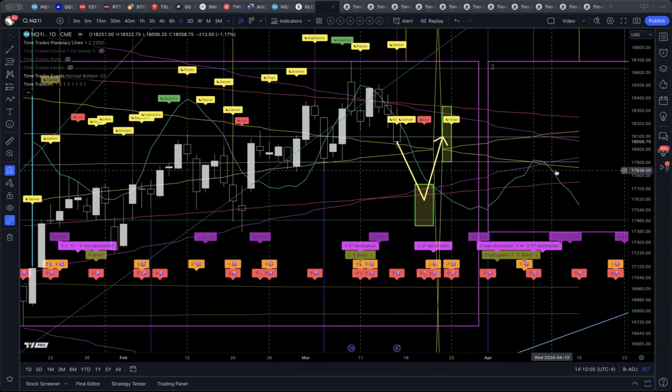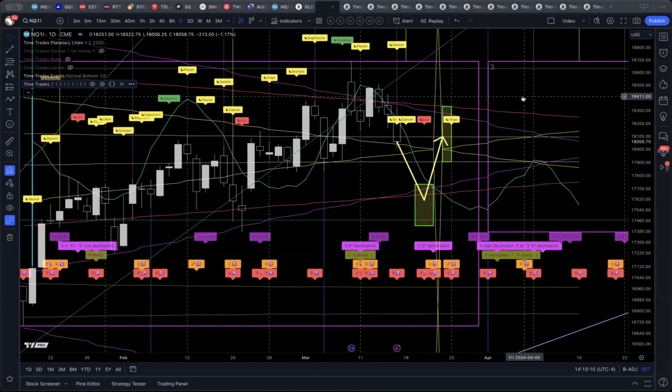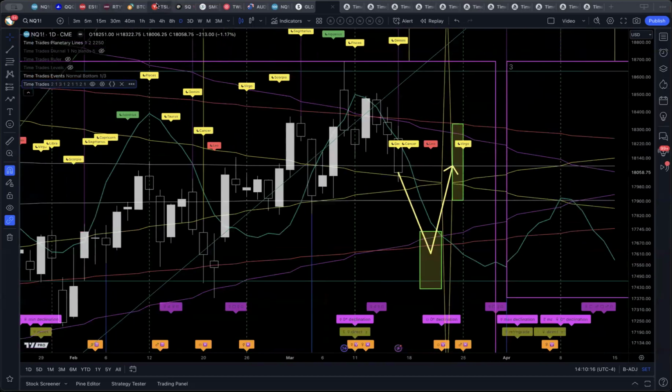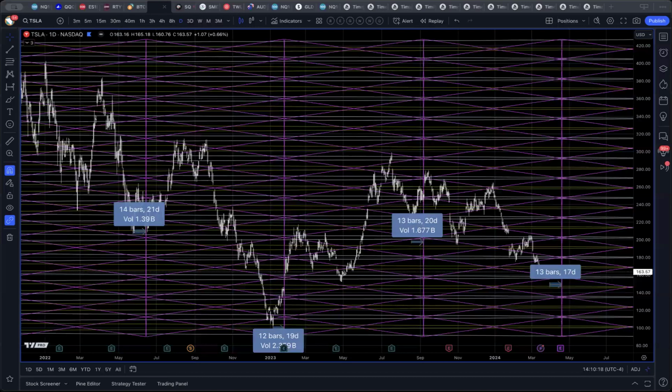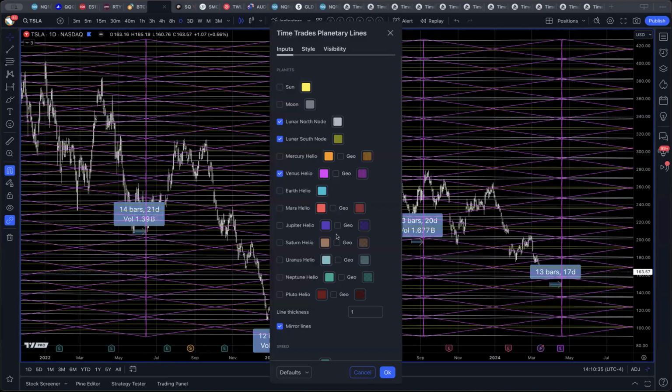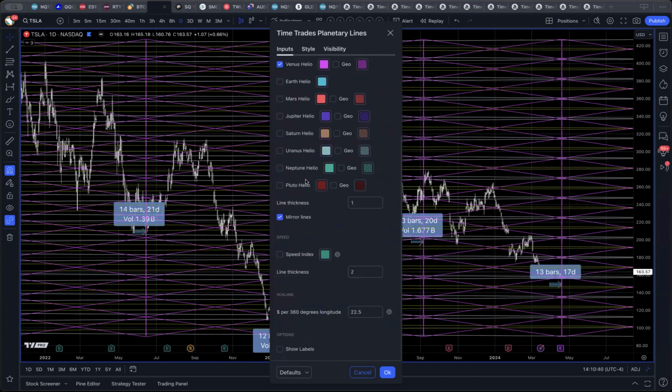Now, one of the things that I promised you guys on Twitter is a very nice long setup on Tesla. Okay, so let's go and take a look at Tesla. One of the things I noticed just scanning here is that Tesla tends to have some very nice moves right around the Venus-Helio crossover. And share with you the configuration here of these planetary lines. It probably looks like way too many lines. Right now, all I've got is North Node, South Node, Venus-Helio, and it's scaled at 22.5 degrees.